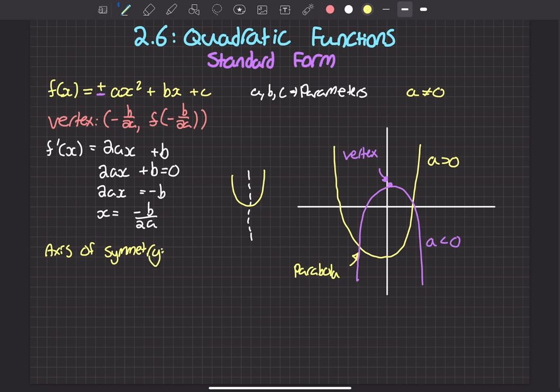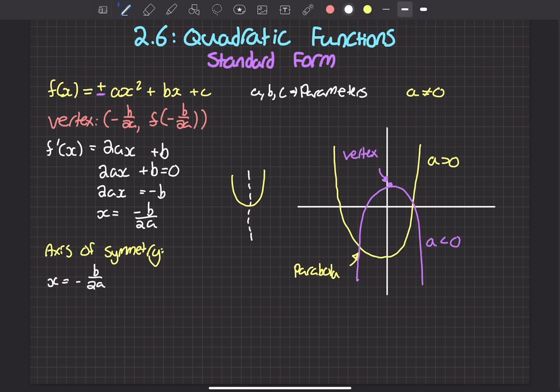And as we just said, the axis of symmetry is in the exact middle of the parabola. And what else is in the exact middle? The vertex. So very simple, your axis of symmetry is when x equals minus b over 2a, just the x coordinate of the vertex. It doesn't have a y coordinate because it runs through the whole graph, but the x coordinate is just the x coordinate of the vertex.